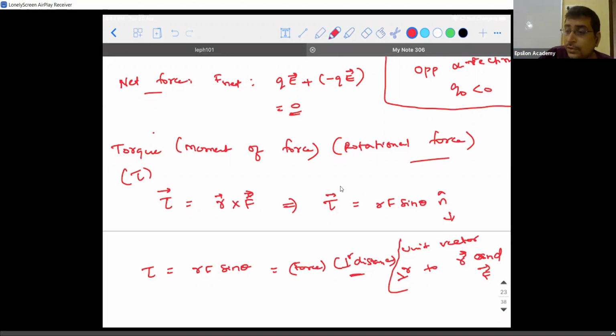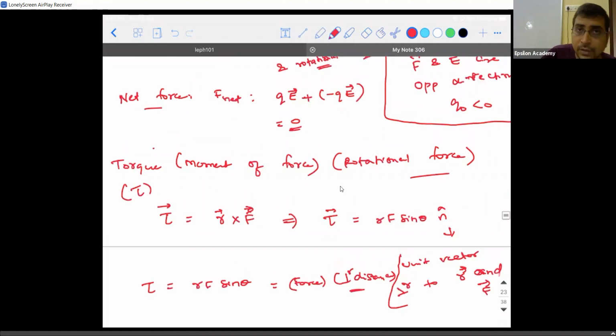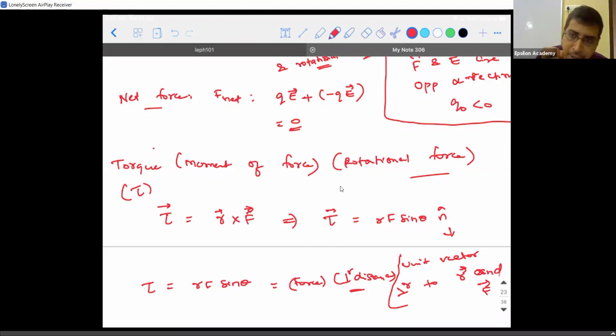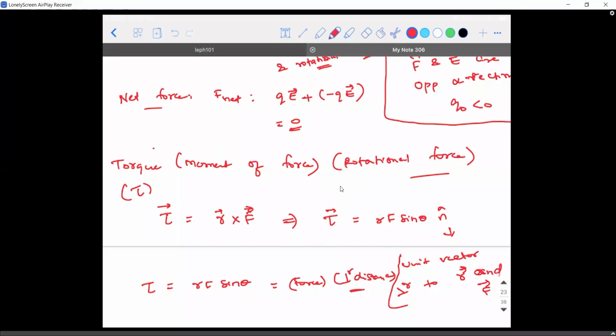Now comes an important question. I said perpendicular distance. Distance is measured between two points, so what perpendicular distance am I speaking about? How do I calculate the distance? It is the distance from the point of application of force to the axis of rotation.